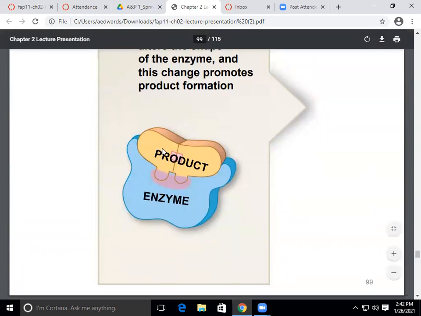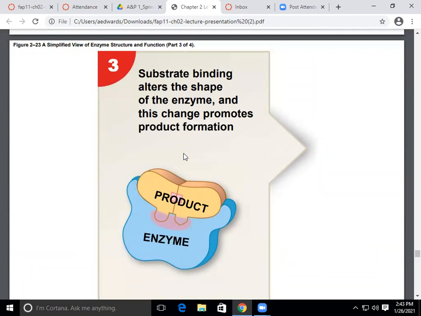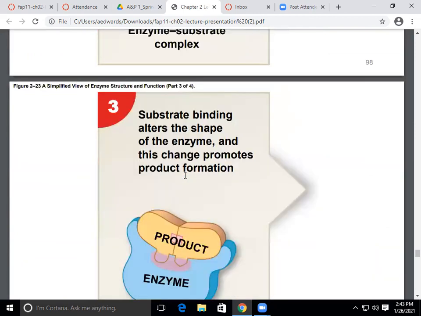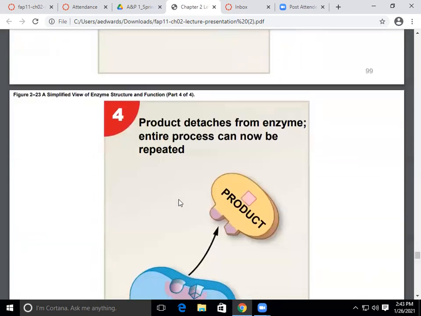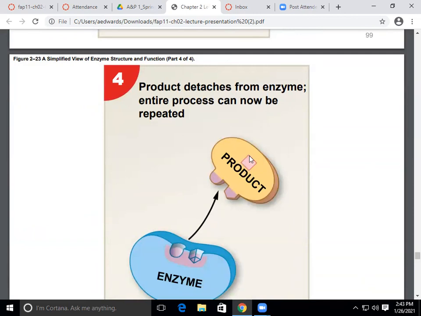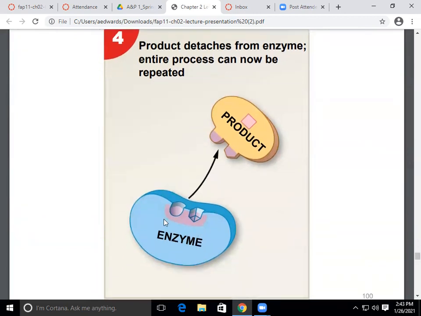Then the substrate that's bound is going to change its shape. And this change facilitates creating a new product. Okay, so now you've gone from these two parts to now one thing. You've changed it into something else. Now the product is made, it's going to be released from that enzyme. Okay, what happened to the enzyme? It's kind of a trick question. Nothing, right? So all it does is sit there and wait for some more substrates to come by. It's just used over and over again.